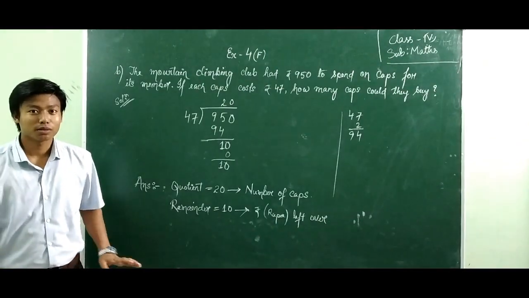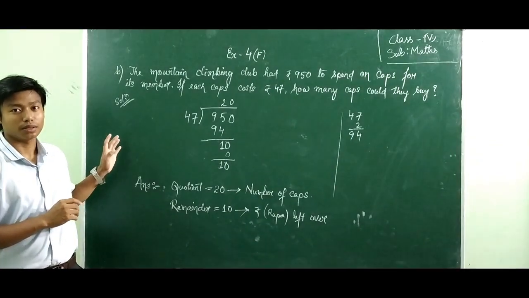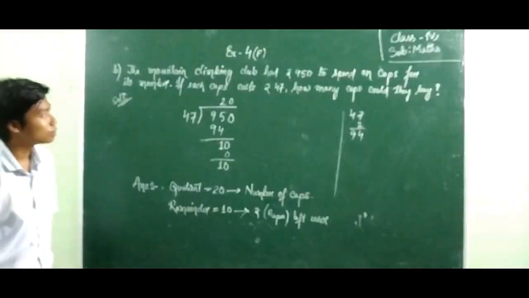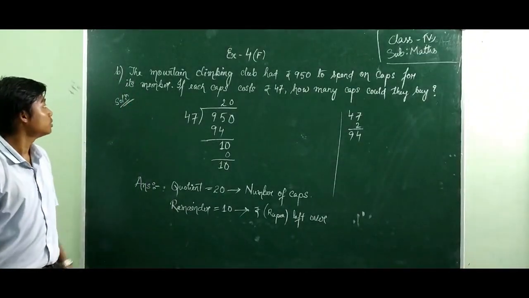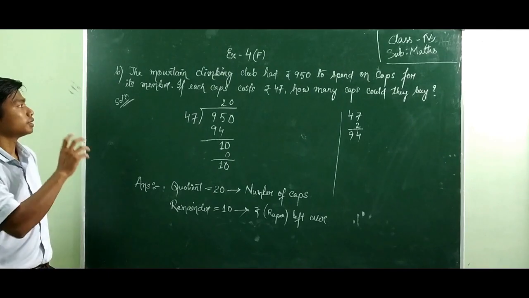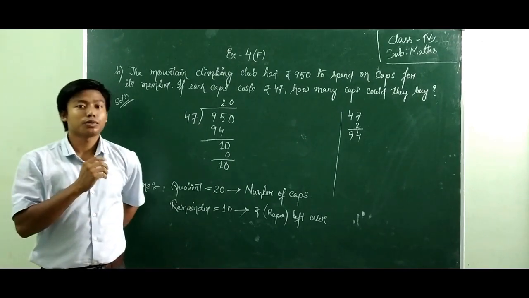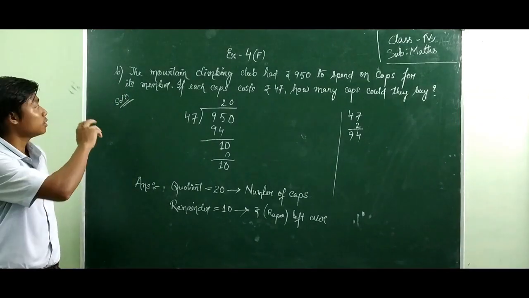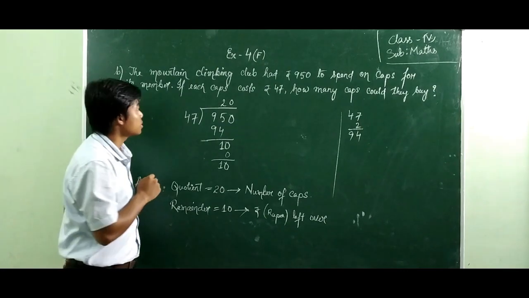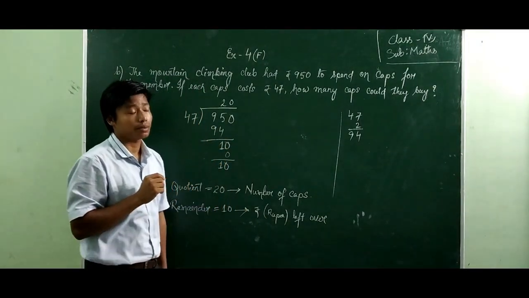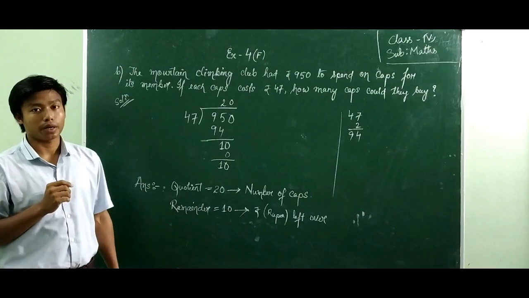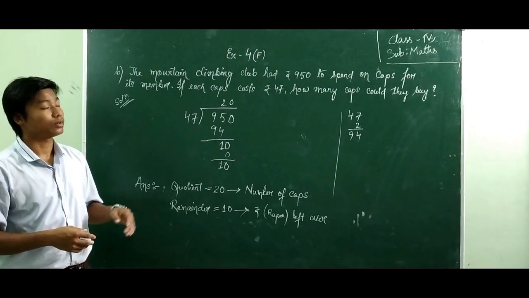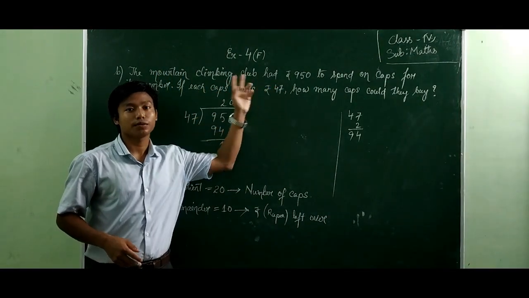After question number A, we are going to do question number B, that is 2. The mountain climbing club had rupees 950 to spend on caps for each member. That is, there is a mountain climbing club that has to spend only rupees 950 for its members. If each cap costs rupees 47, how many caps could they buy? We have to find out how many caps we can get with a fund of only rupees 950.